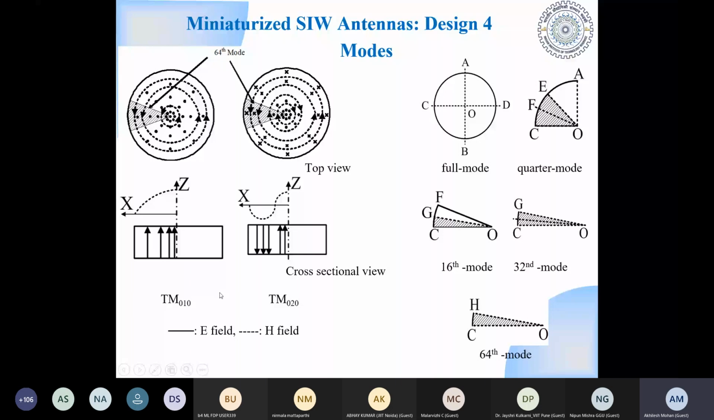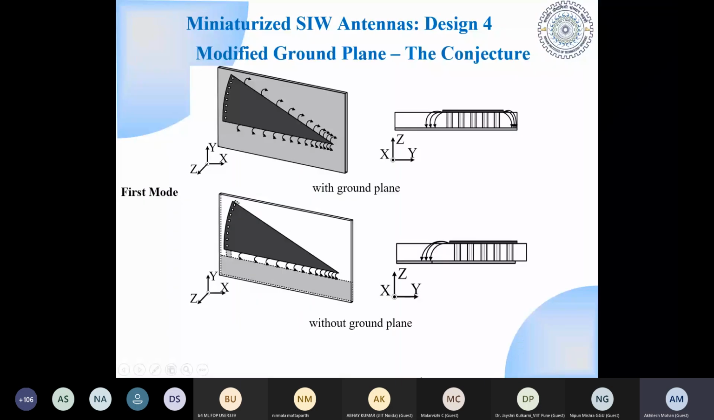Now for the omnidirectional radiation pattern, we have reduced our structure to a smaller one. For the omnidirectional radiation pattern, what we have done is remove a part and make the ground plane a partial ground plane. So what we will have is radiation in the other direction also.